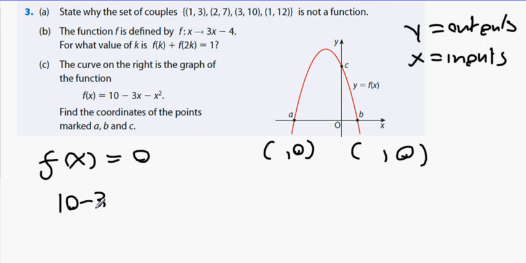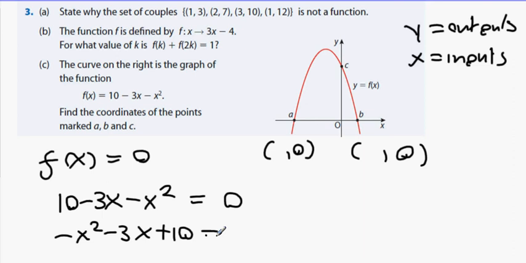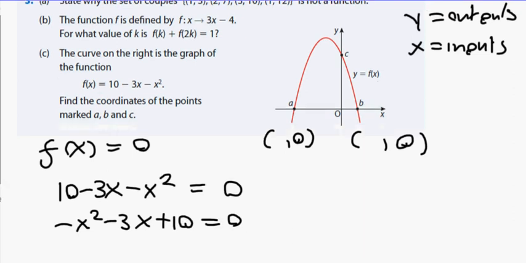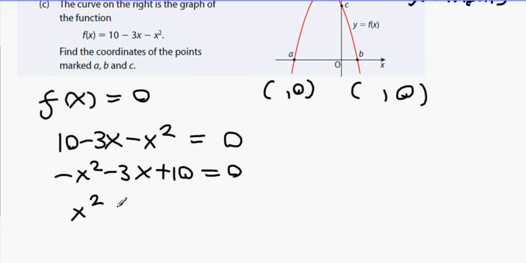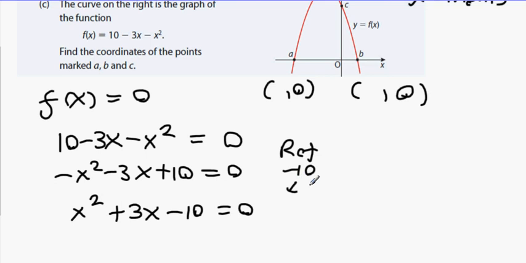10 minus 3x minus x squared equals 0. What do we need to do to both sides? Anybody? Divide by minus 1. Okay, what reference number is minus 10? What two factors do we need? Sorry? 5 and minus 2. Then we're going to have x plus 5, x minus 2 equals 0.